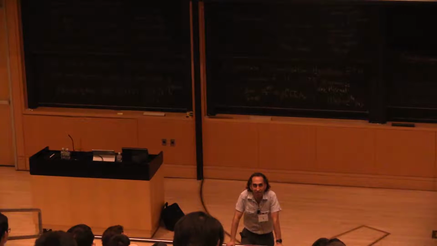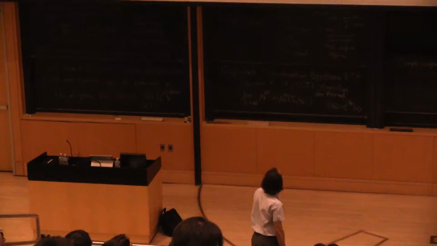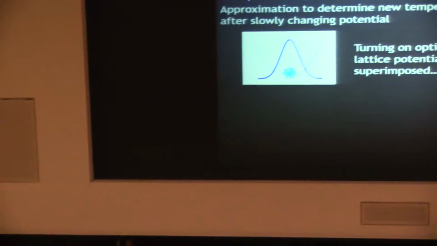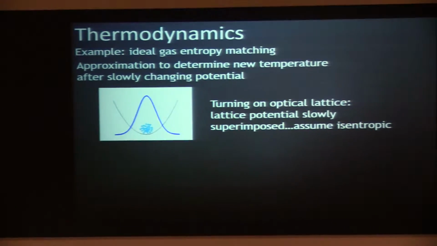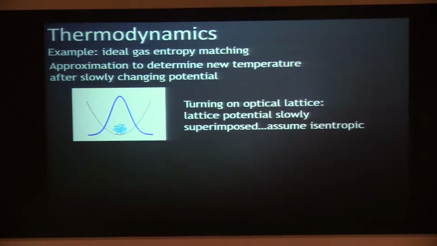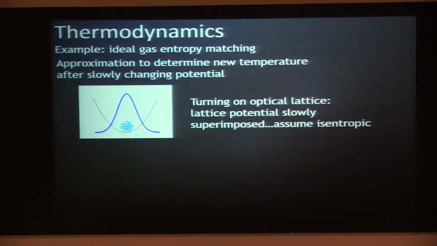Okay, so let me keep going. Let me give you another example of thermodynamics to help you sharpen your thinking about what happens here. Let me talk about something we do very commonly in experiments, which is we have this trapped gas and I superimpose a periodic potential on an optical lattice. What I do is I slowly turn that on, attempting to be adiabatic while I do that.